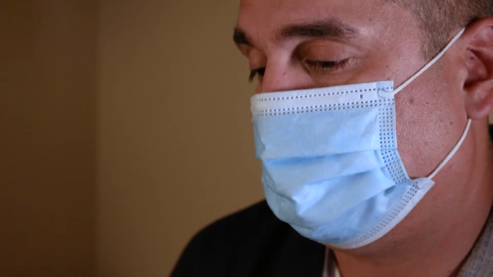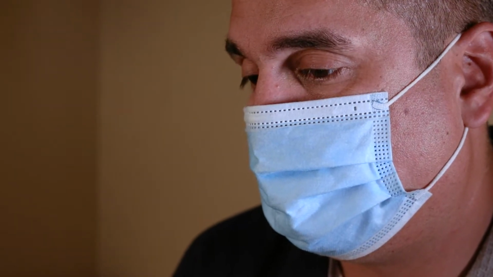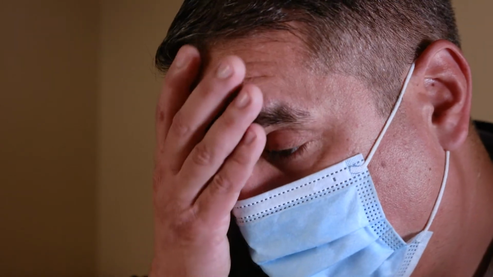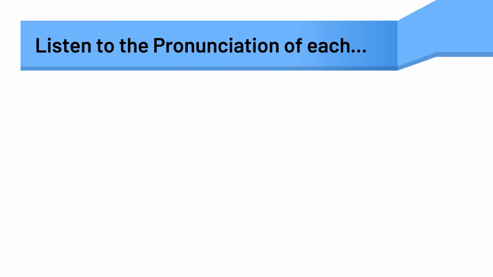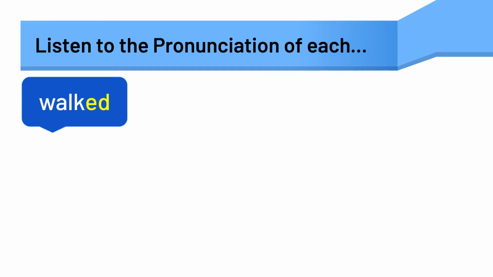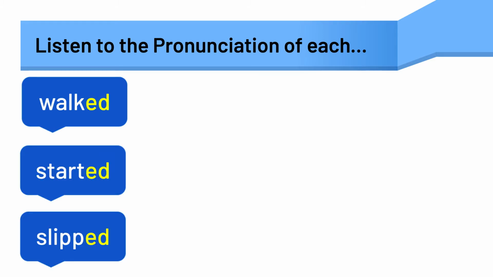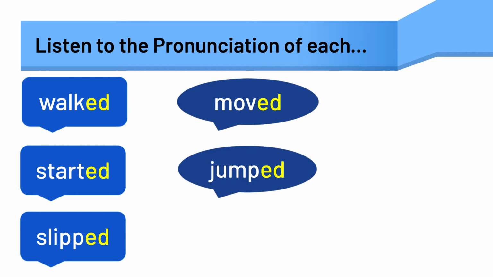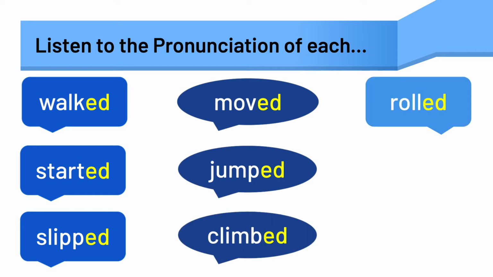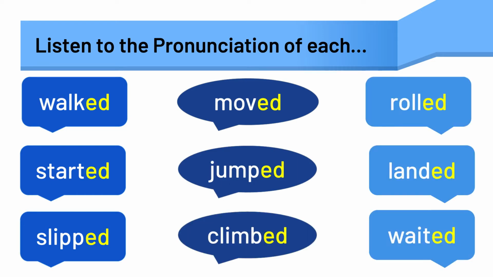If you remember from the video earlier, Fumi asked the patient to explain how they were hurt. The patient used several verbs to describe their accident. Do you remember all the verbs they used? Let's review and listen to the pronunciations of each. Walked, started, slipped, moved, jumped, climbed, rolled, landed, and waited.